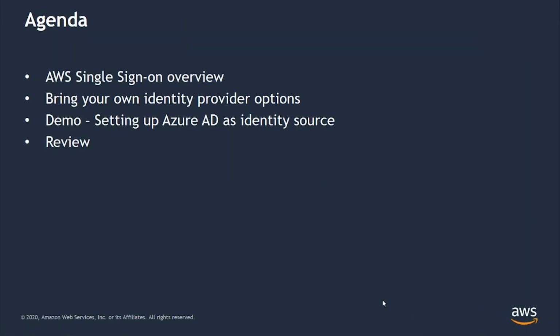So what do we have on the agenda today? First of all, we'll be looking at a quick service overview of AWS SSO and doing that level 100 overview. We're going to be focusing on bringing your own identity provider, or IDP, to AWS SSO. In this case, we'll be looking at Azure Active Directory. We'll be looking at configuring that live and showing you how to do that through the Azure portal and also in the AWS console. And finally, we'll be going through a review of what we've done and a quick recap. So let's jump straight into it.